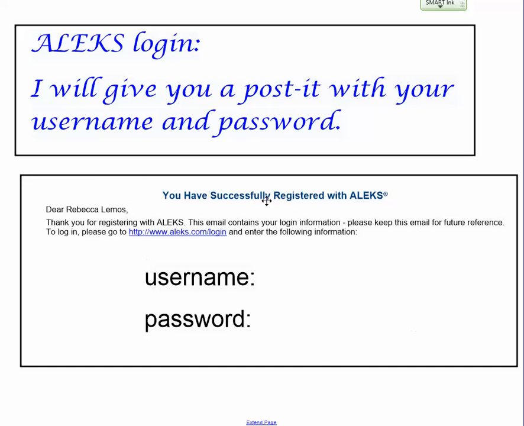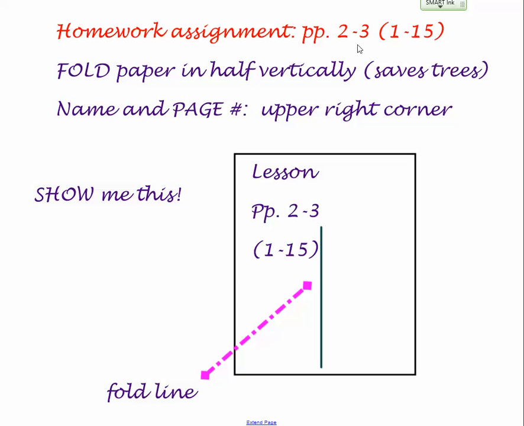Okay, Friday we're going to log into ALEX. So this is where we left off today. So make sure you bring your binder with this homework in it to class on Friday.